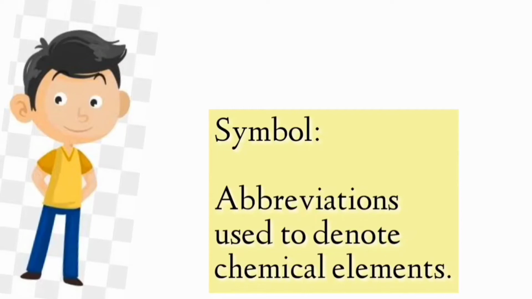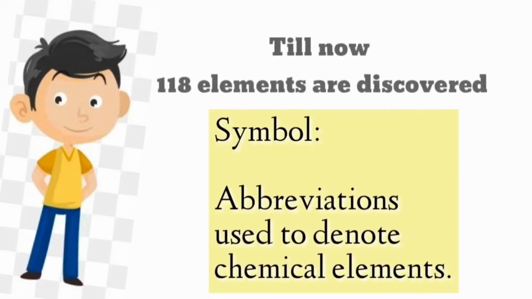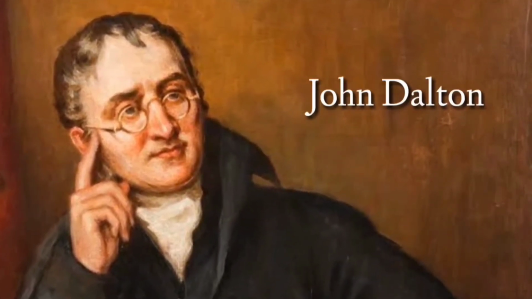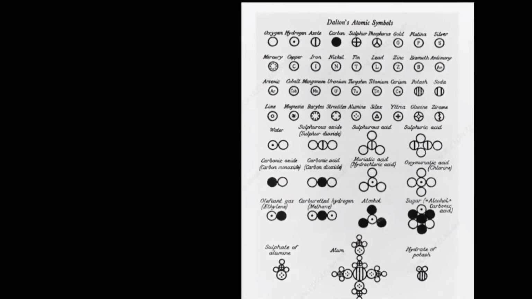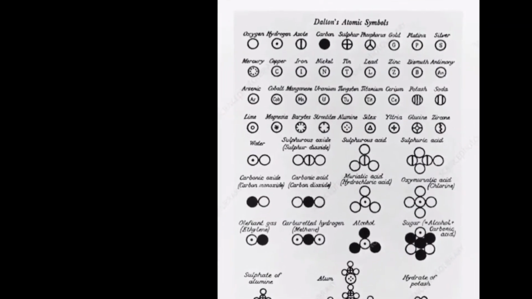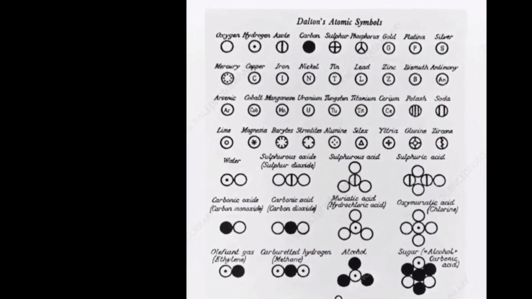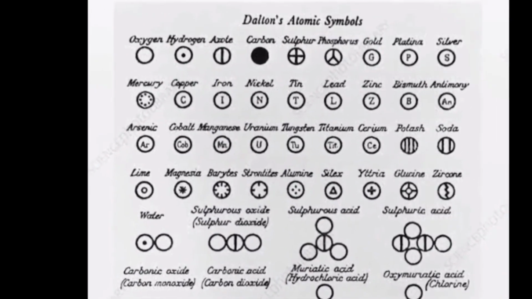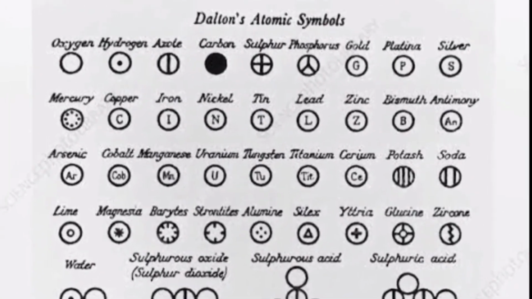Symbol is actually one atom of an element and the element itself. Till now we have 118 elements on this earth. Now here comes the famous chemist John Dalton. He was the first person to give the idea about symbols. He gave the idea of figurative symbols, which include circles. Inside the circles there may be lines, shaded portions or dots.